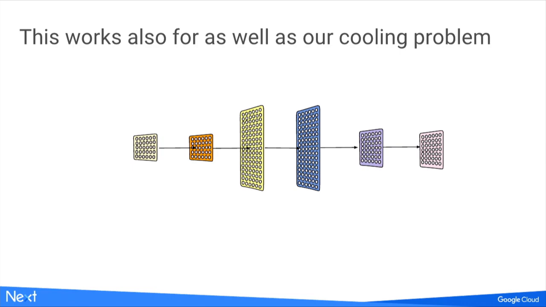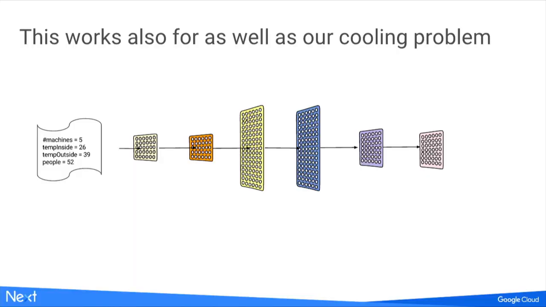So we're going to also use this for our problem here. Because this is all live, we're training a model based on all this data that is already being captured in BigQuery, right? So you have number of machines, inside temperature, maybe number of people or other factors that you can use. And then you can apply this model to actually make a decision to turn on or off the AC.